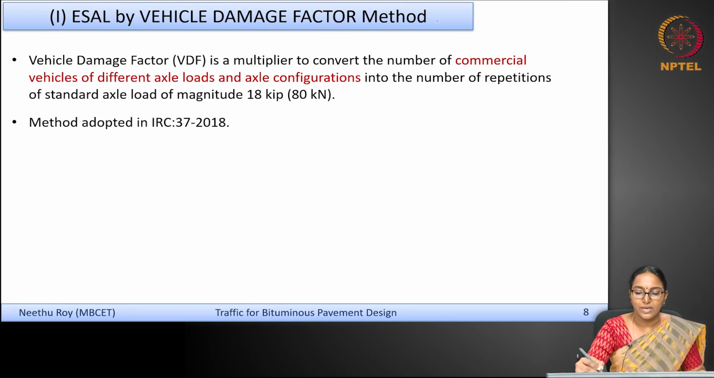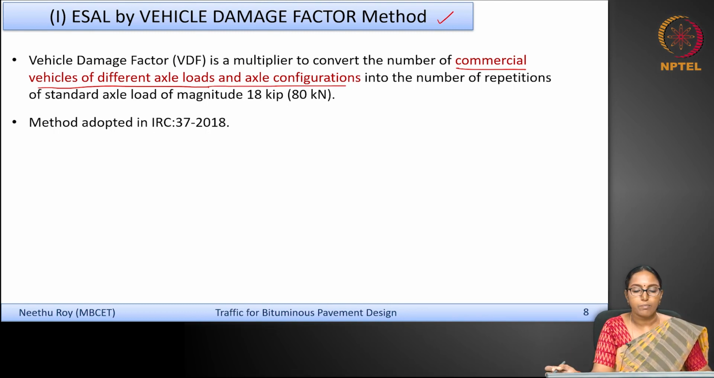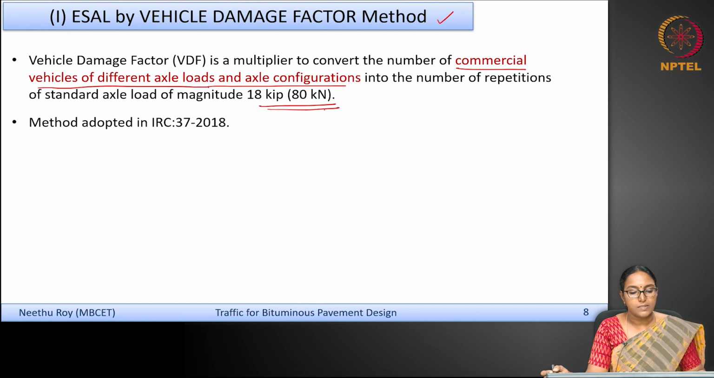So the first one is the vehicle damage factor method. The vehicle damage factor, or you generally call it VDF, is the multiplier to convert the number of commercial vehicles of different axle loads and axle configurations into the number of repetitions of the standard axle load of 80 kilonewton, single axle dual wheel of 80 kilonewton or 18 kilopounds. Now this is the method that is adopted in IRC 37 2018. We will see what this VDF is.